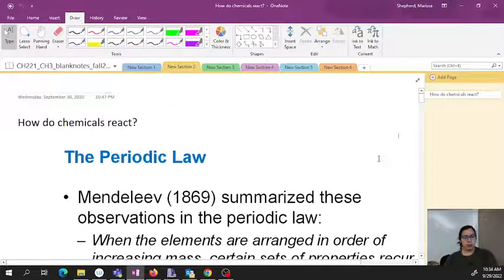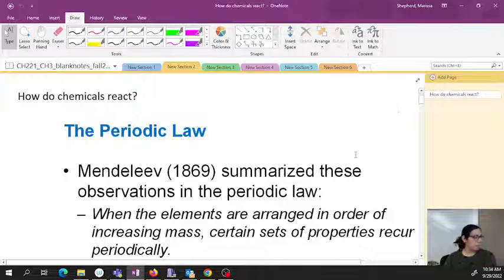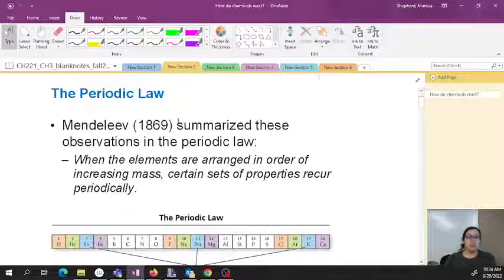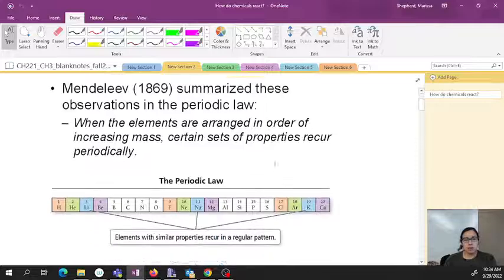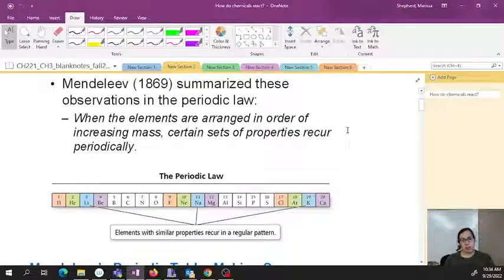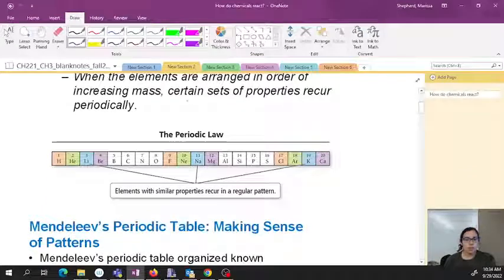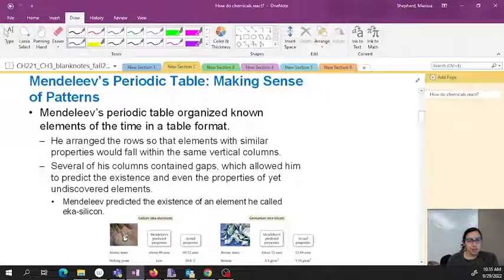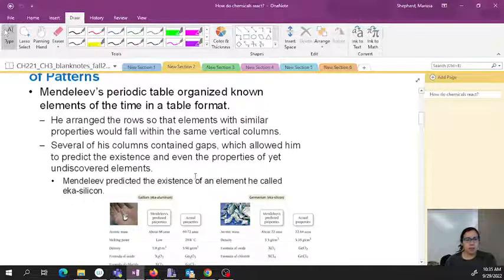And so how do chemicals react? How can we predict how they react? And so the periodic table, we were touching on this, is arranged in order of increasing mass, but then it's also arranged in columns, since there are certain sets of properties that recur periodically. And so Mendeleev is considered the father of our modern periodic table. And so he organized it in the format that we kind of know today.